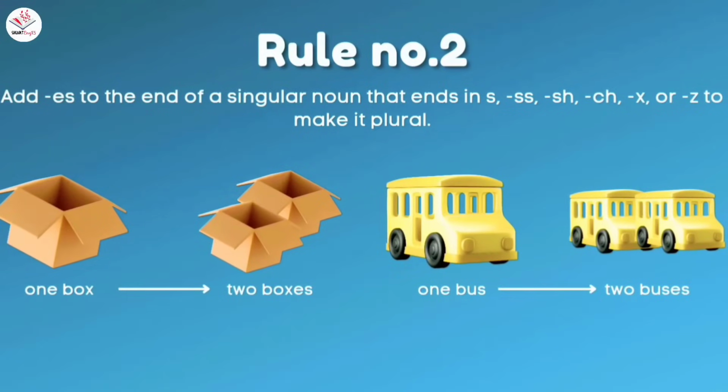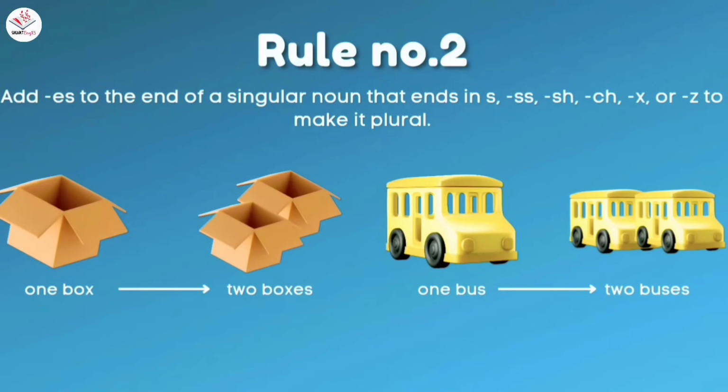Rule number 2. You have to add es if the singular noun ends with s, double s, sh, ch, x और z to make it plural. मतलब अगर किसी भी नाउन के एंड में ये सभी वर्ड्स आते हैं तो उसे प्लूरल बनाने के लिए हमें उसके पीछे es ऐड करना है. For example box. If you see the last alphabet of this word is x, that is why x के साथ es लगेगा. And bus, buses, boxes.